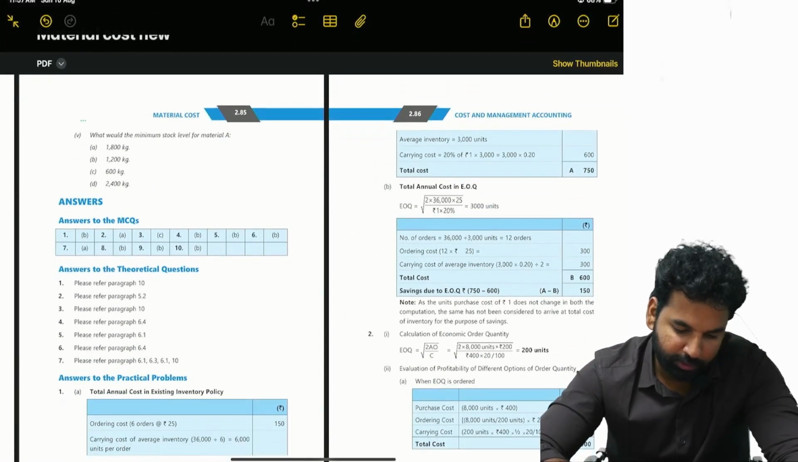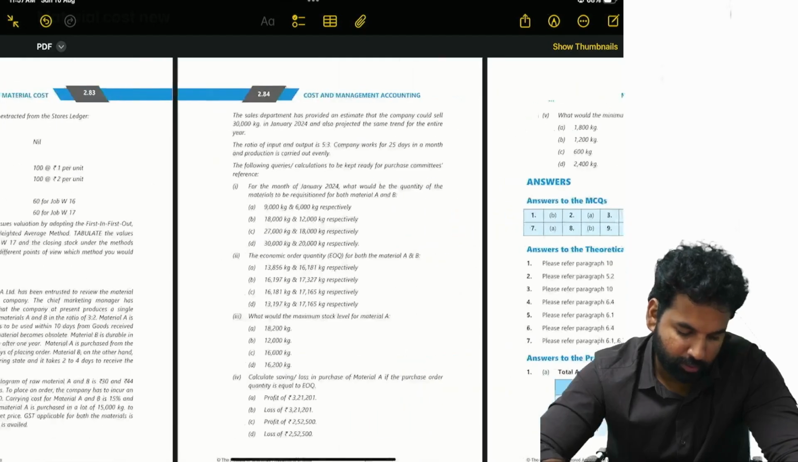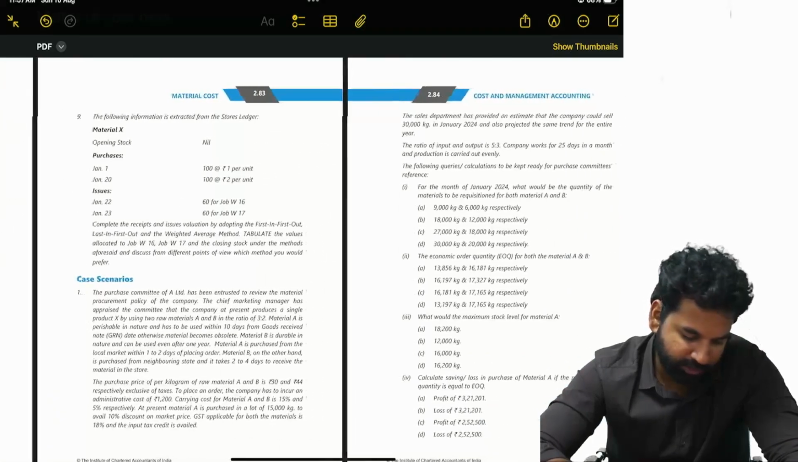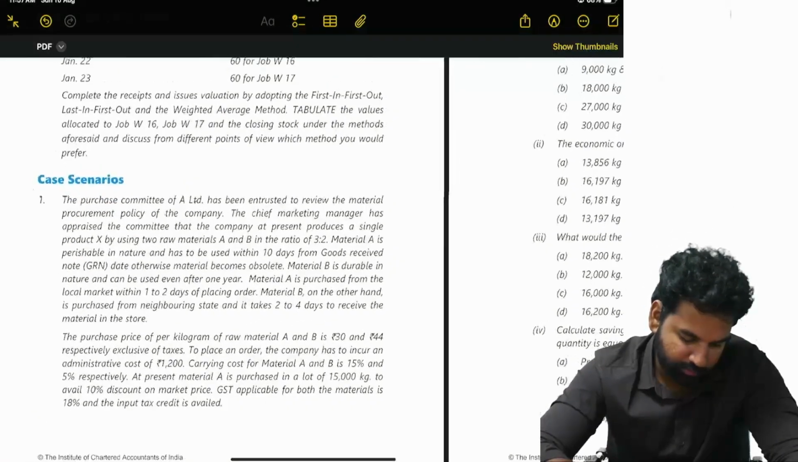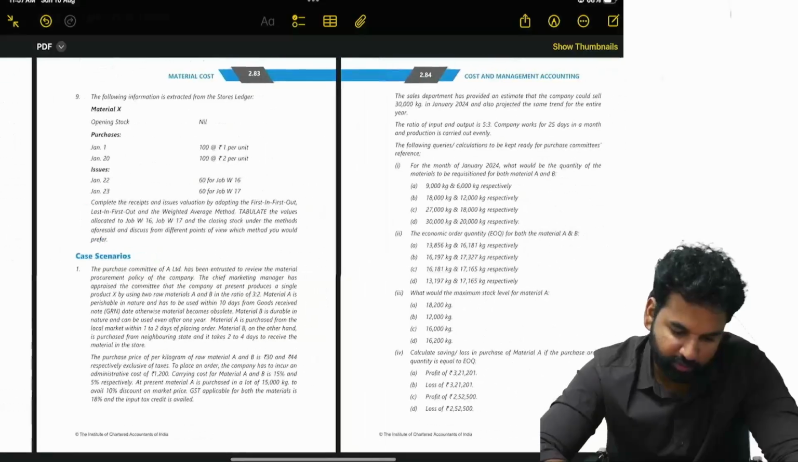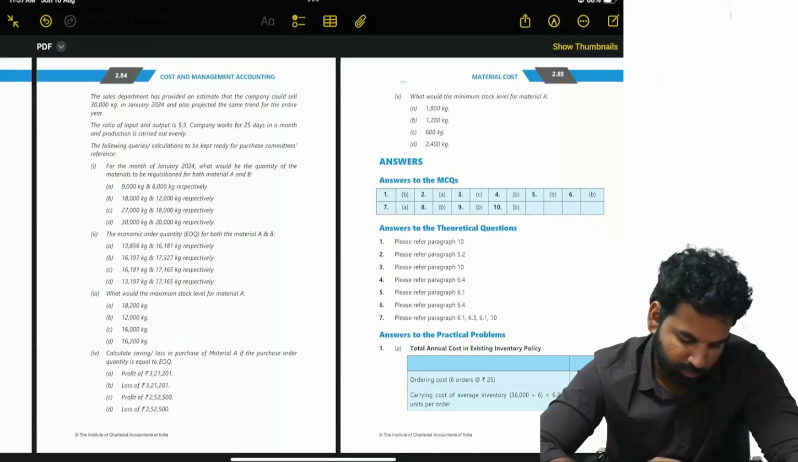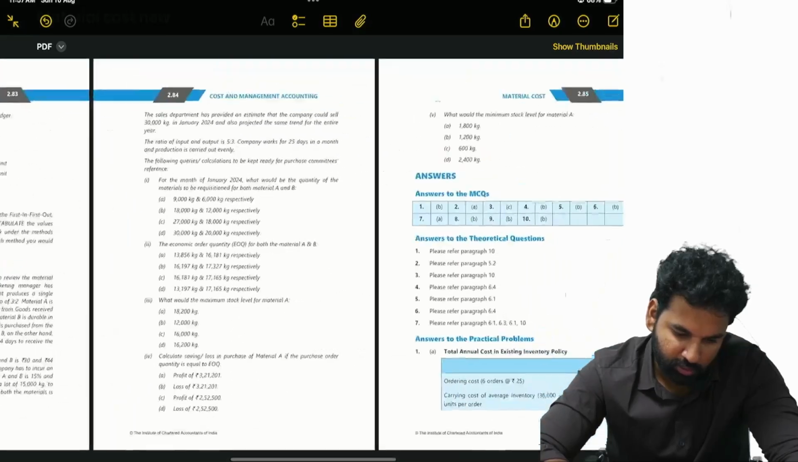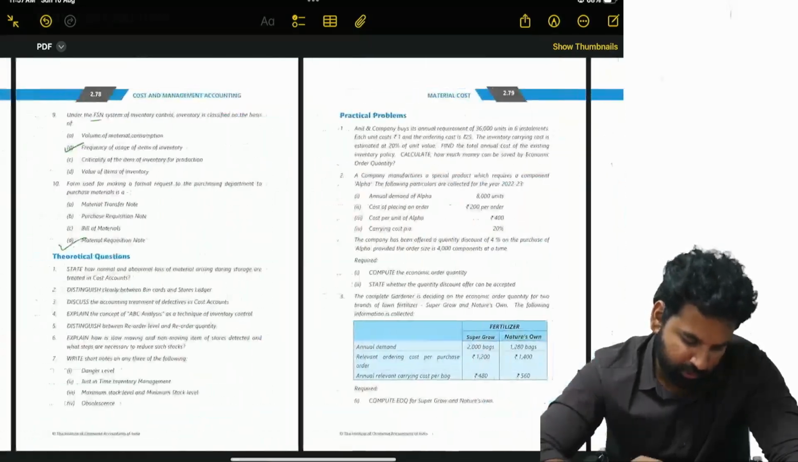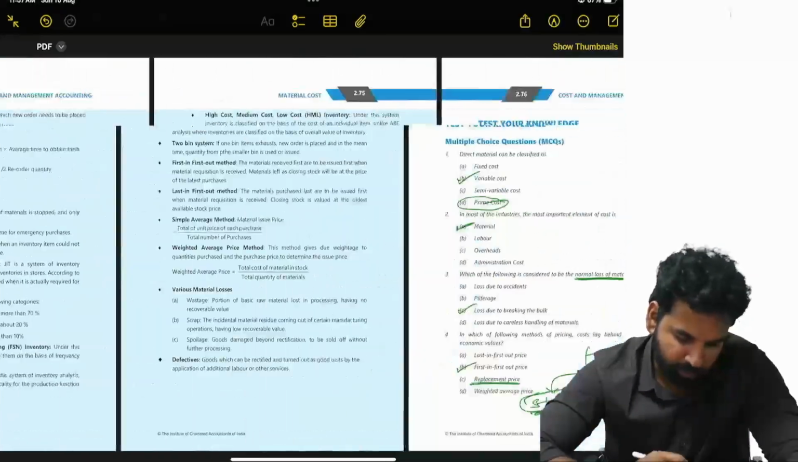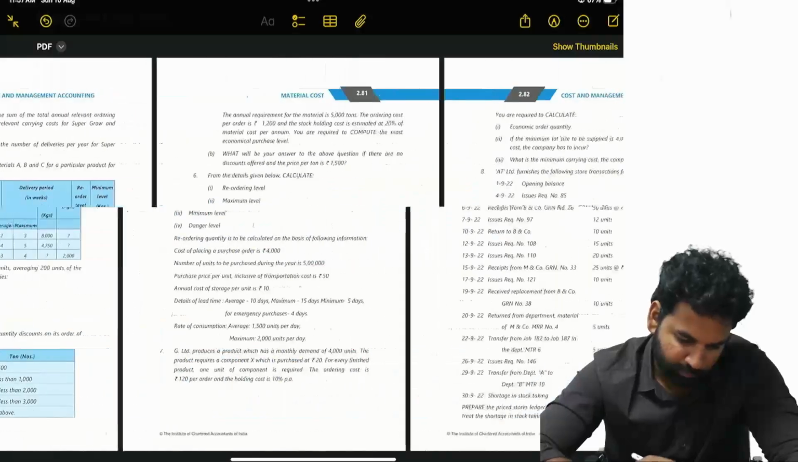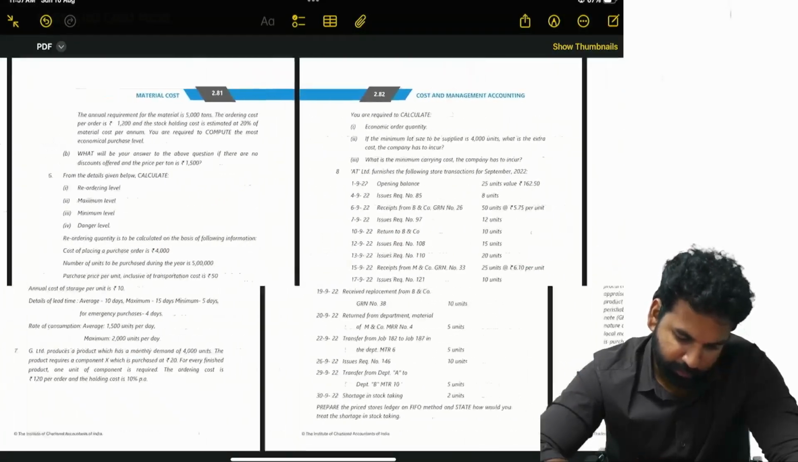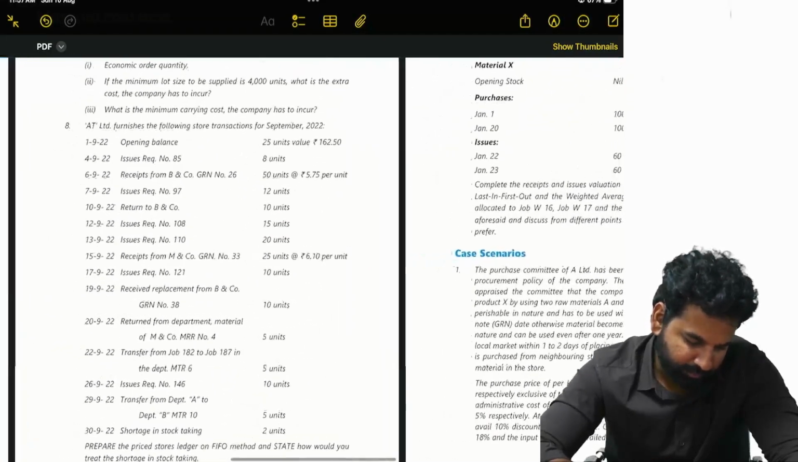Okay, now we will take up the next question. We have a case scenario question here, where we will be asked 5 MCQs. See, the eighth question. Question 8 is the same only.